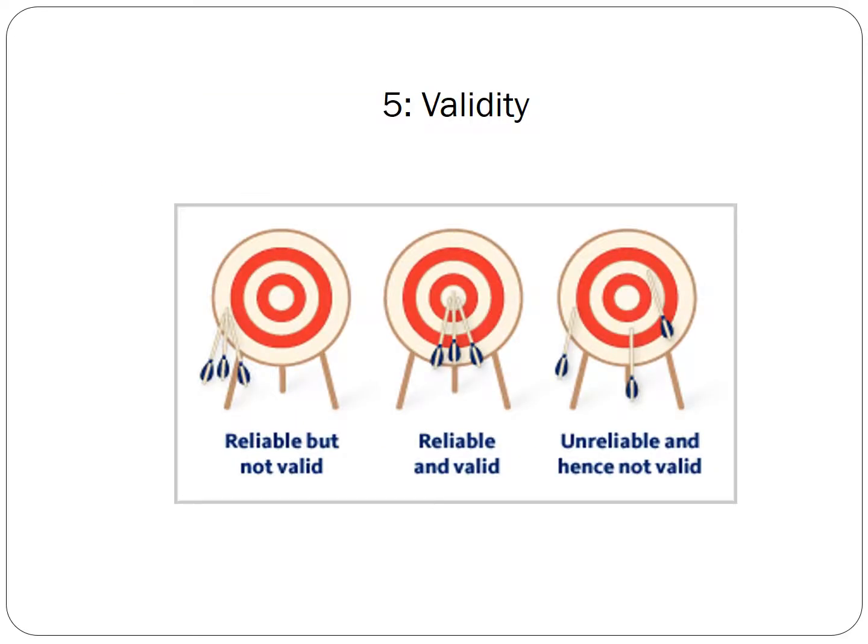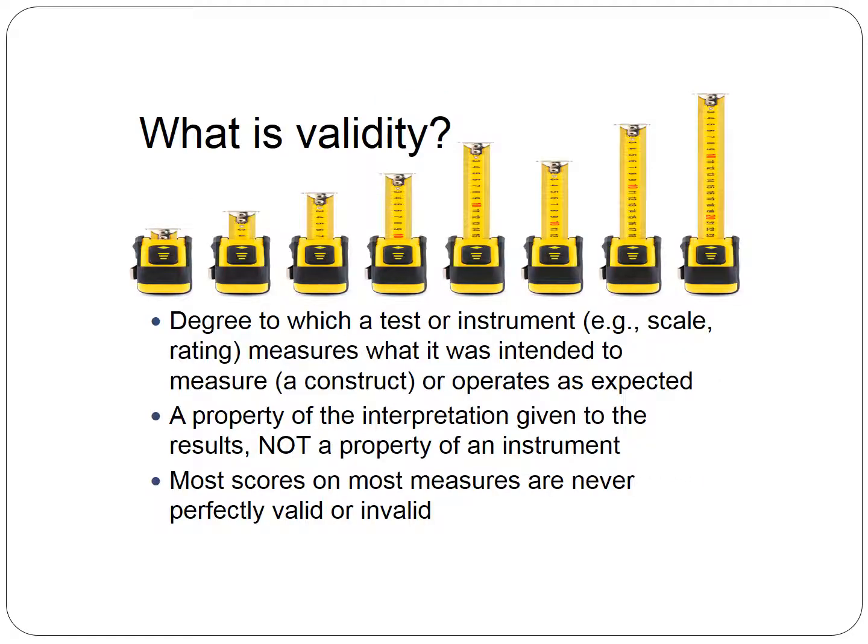The fifth takeaway is the concept of validity. So what is validity? Simply put, it is the degree to which a test or instrument measures what is intended to measure or operates as expected. As a reminder, validity is not a property of the test itself. Instead, as detailed in the standards, it is a property of the interpretation given to the results of the instrument. It is also important to remember that scores or interpretations from an instrument are never absolutely valid or invalid.